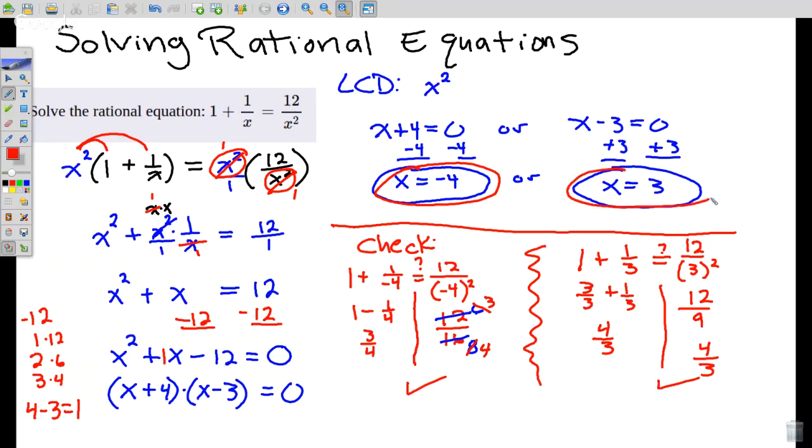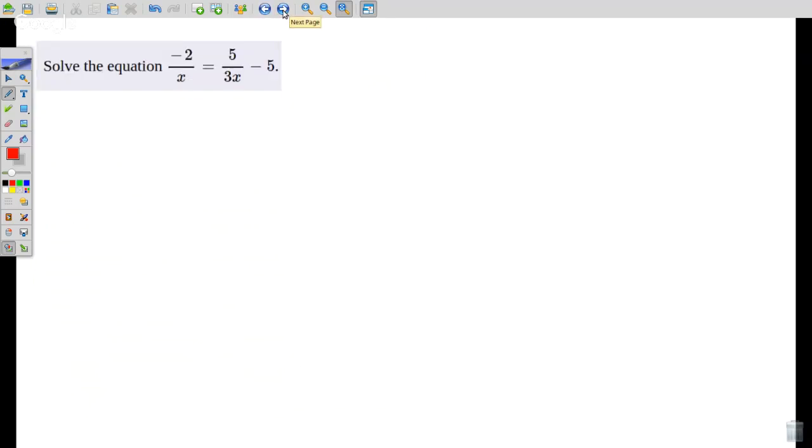They won't always both work, it depends. Typical problem is you end up with a number that you think is an answer that makes one of the denominators 0. So that can be a problem. But here we have two legitimate answers. Nice. Moving on. All right, again, solve the equation.